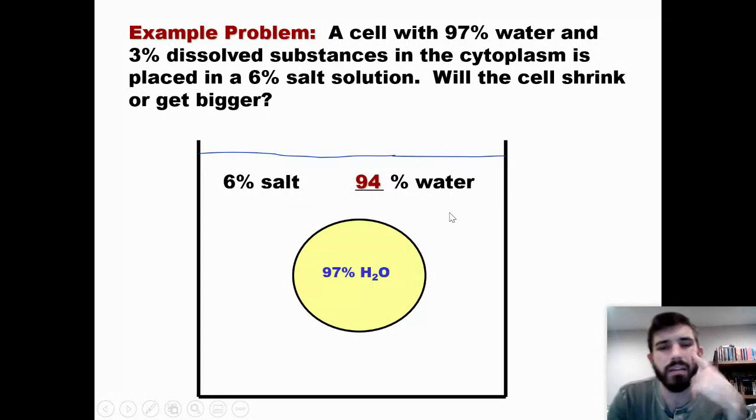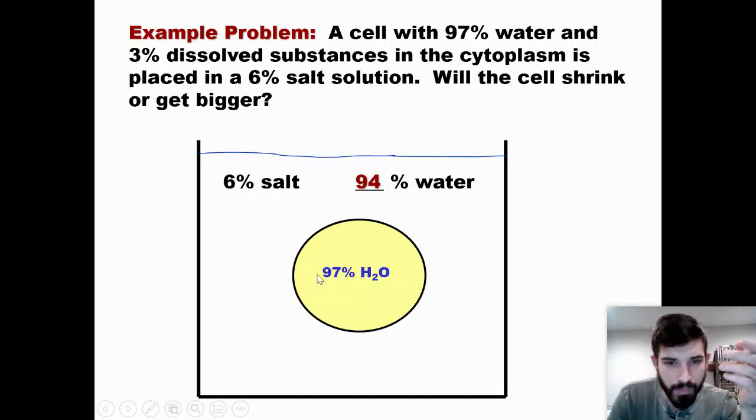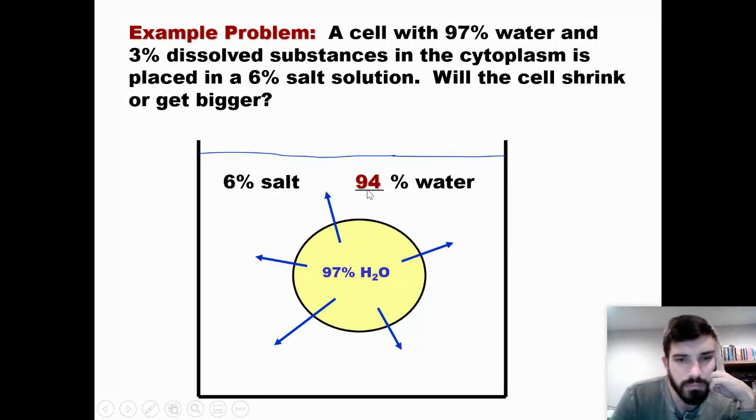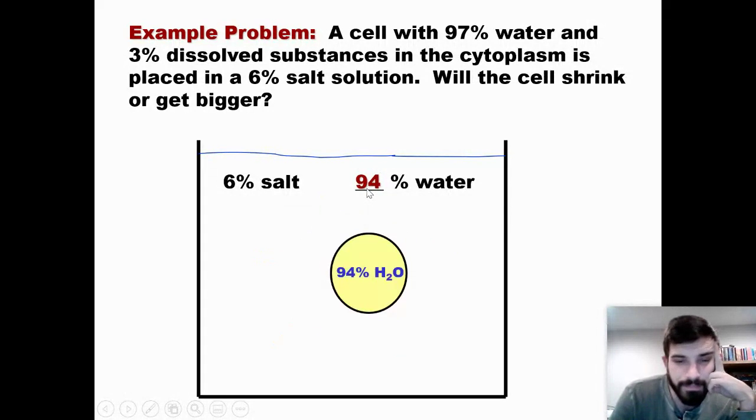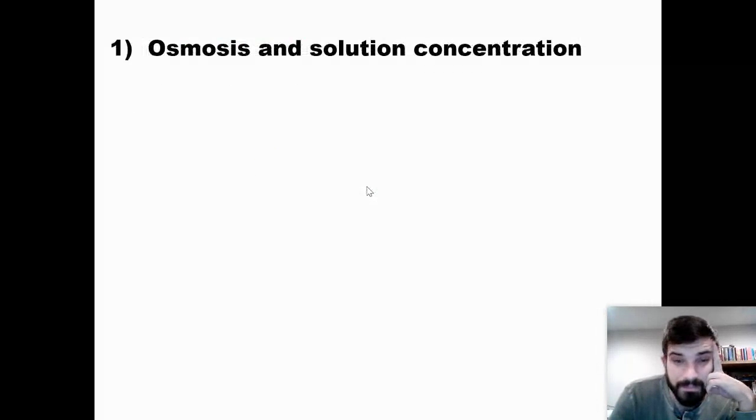So let me think here. The question is, will the cell shrink or get bigger? Well, if there is a higher concentration of water inside the cell and a lower concentration of water outside the cell, then I would think that this water is going to leave the cell. So if stuff is leaving the cell, it's going to shrink until they're both at the same percentage of water. I was right. Imagine that. Right? It's going to shrink until it also reaches 94%.